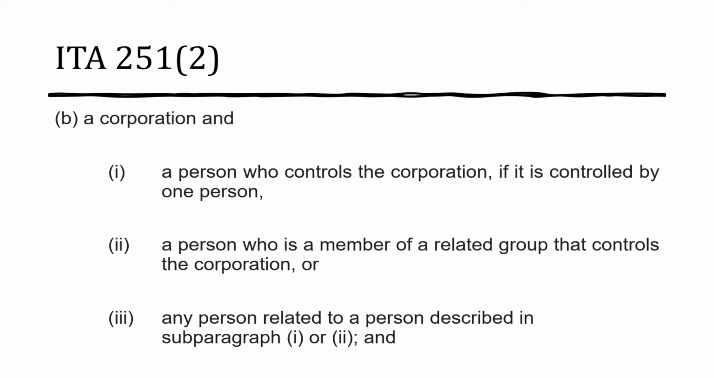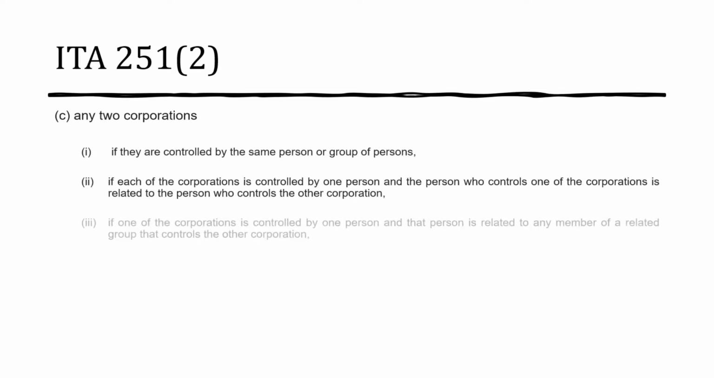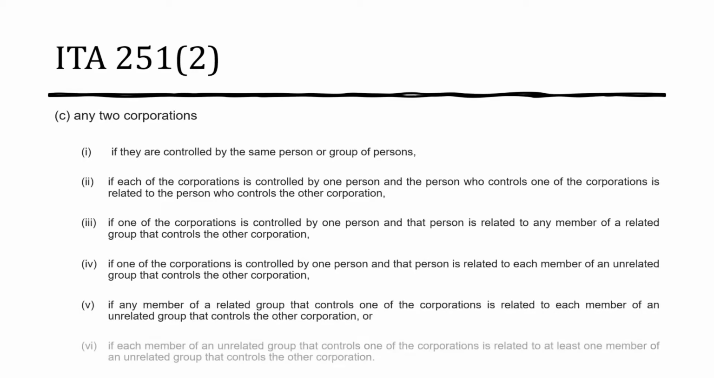Then finally, we get to ITA 251 subsection 2 paragraph C, where it starts to consider whether two corporations are related to one another. And you'll find that there are 6 different subparagraphs with different criteria for you to consider. It's expected that all students in our course will actually navigate to this provision in the Income Tax Act and read each of these themselves to try to get an understanding. The first 3 are relatively straightforward. The last 3 can be a bit more challenging, and I'll cover those with an example later in this video.